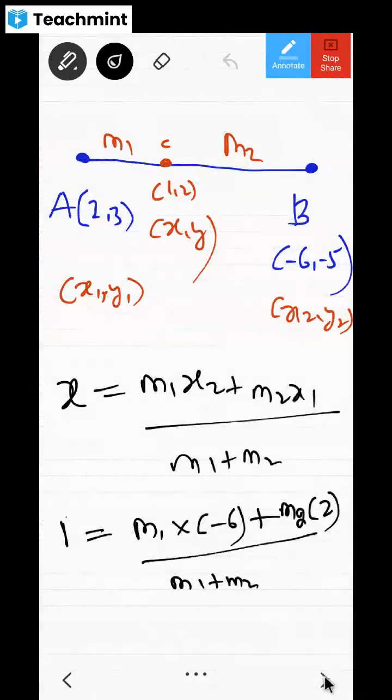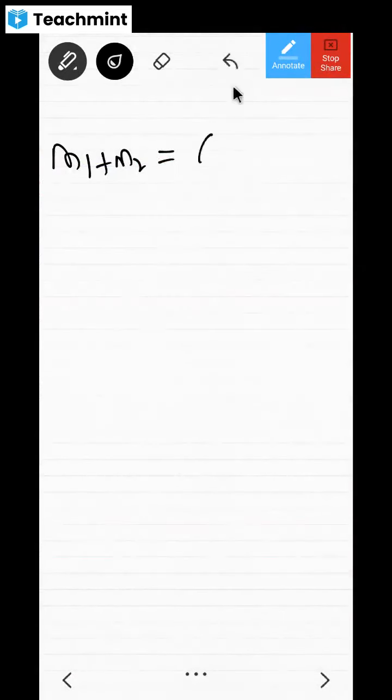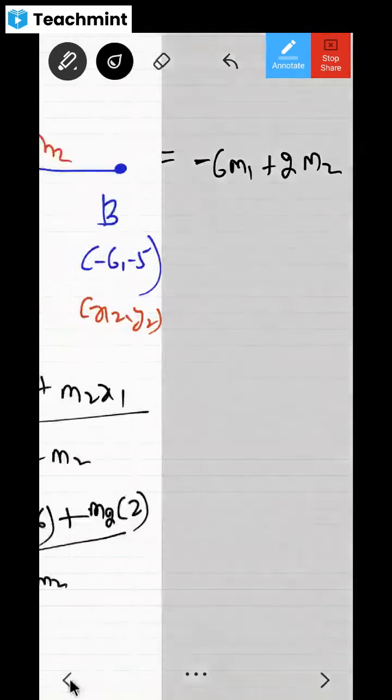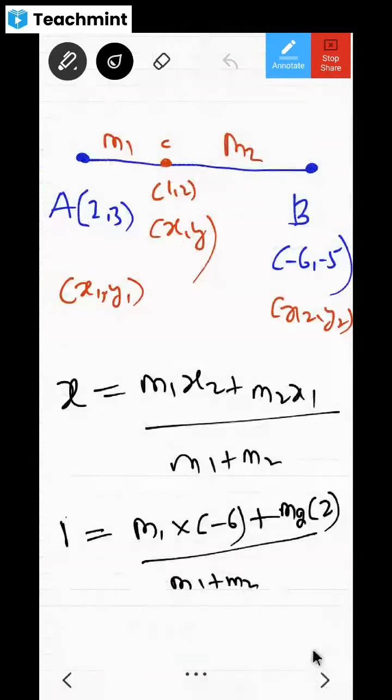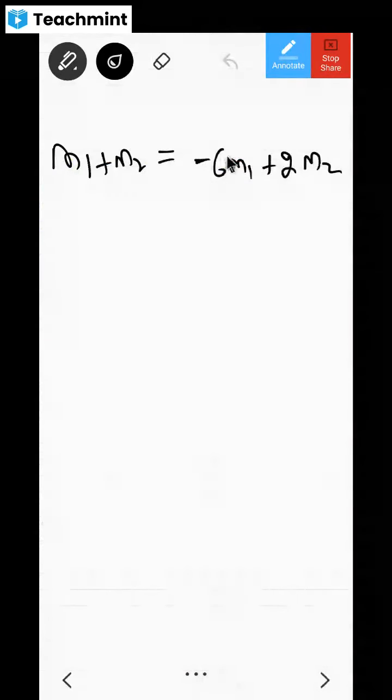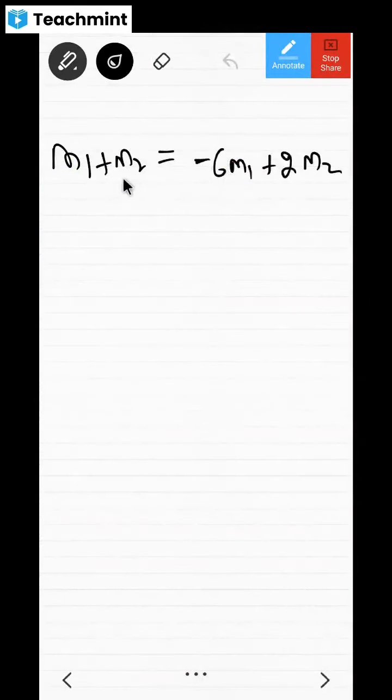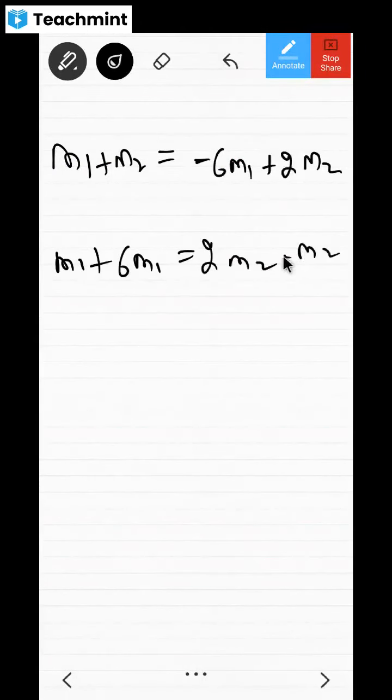Minus 6m1 plus 2m2, no? Yes, sir. m1 into minus 6 is minus 6m1 and m2 into 2 is 2m2. Now you send this minus 6m1 this side and m2 that side. So what it becomes? It becomes m1 plus 6m1 is equal to 2m2 minus m2, no?